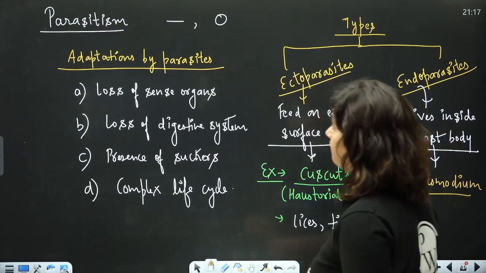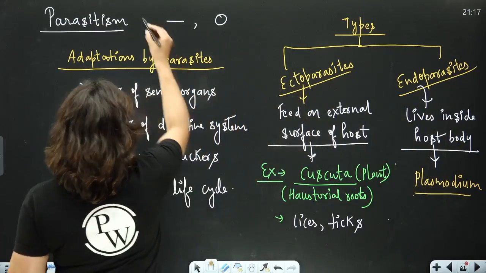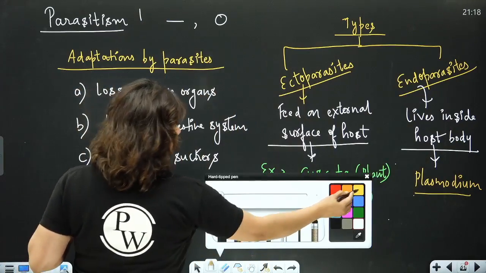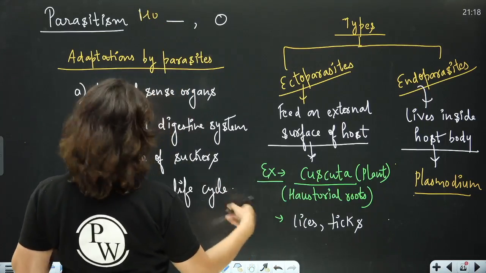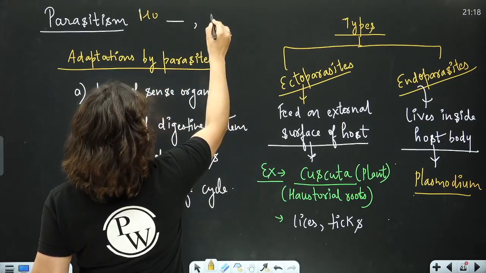Then comes parasitism. Obviously, it is -0, where -1 is a host which is getting harmed. Oh my God, it is minus plus, sorry, it is minus plus.